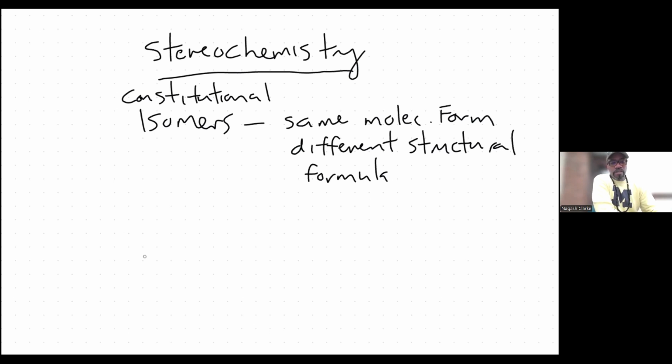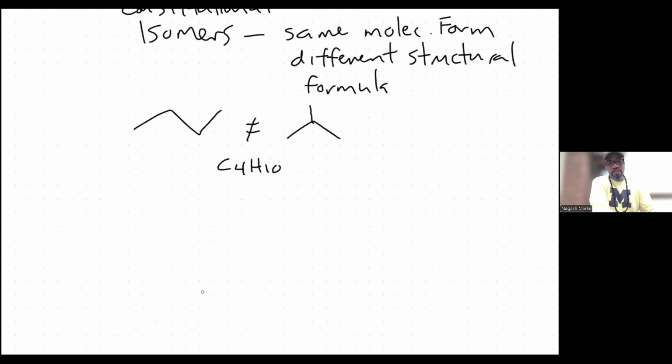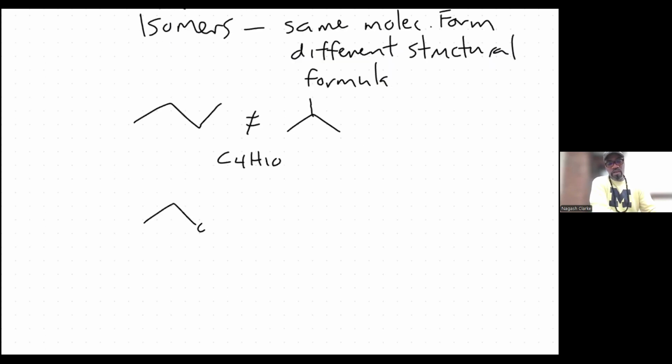Okay. So for example, butane compared to methylpropane. Same molecular formula, same C4H10, but there's different ways to represent that molecular formula. So these are two different molecules, right? They're not the same. We can also have constitutional isomers that are two different functional groups. This is C2H6.